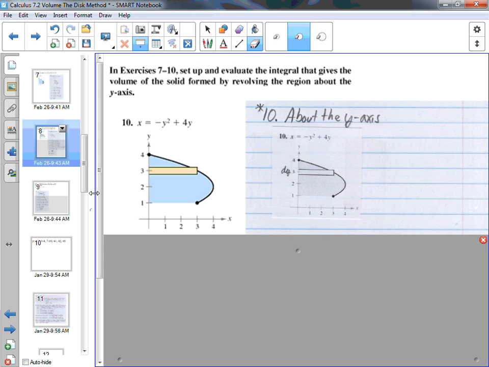All right, so draw the graph, draw in a rectangle that's perpendicular to the axis, and tell what axis you're using, and tell what your function is. So graph, rectangle, axis, function, in whatever order you put them down. Okay? So we're going about the y-axis. X equals negative y squared plus 4y is our function. We've got our graph. They gave it to us. Thank you, book. That was nice. Draw in a rectangle that's perpendicular to the axis of revolution. So that's perpendicular to the y-axis.